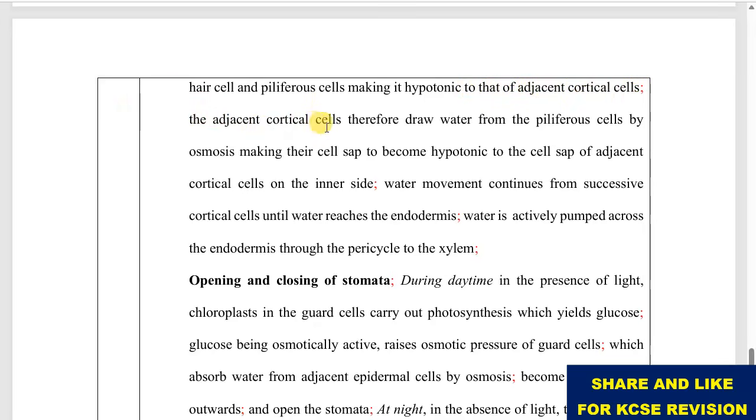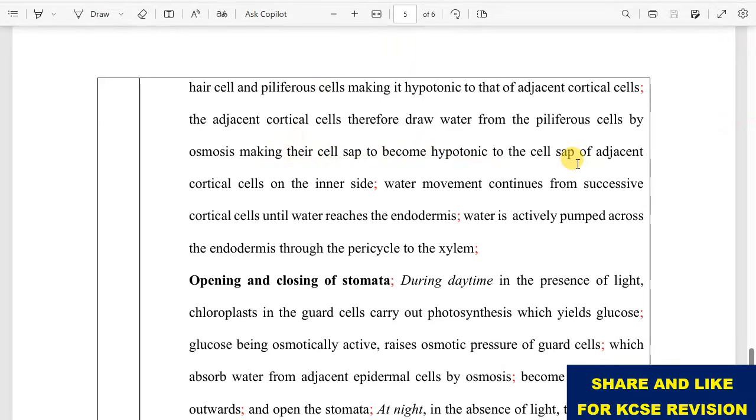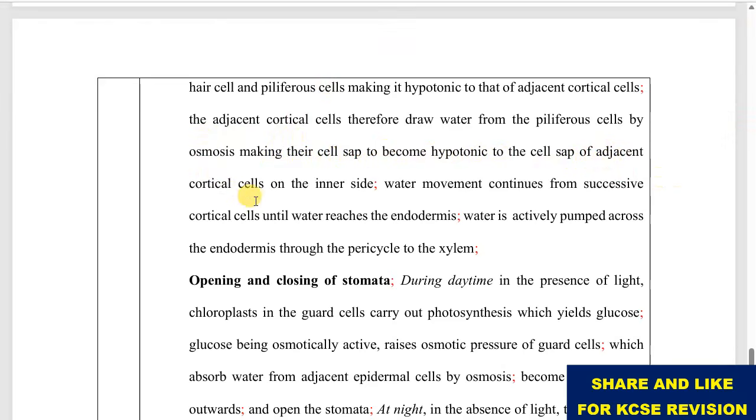The adjacent cortical cells therefore draw water from the peripheral cells by osmosis, making their cell sap become hypotonic to the cell sap of adjacent cortical cells on the inner side. Water movement continues from successive cortical cells until water reaches the endodermis. Water is actively pumped across the endodermis through the pericycle to the xylem.